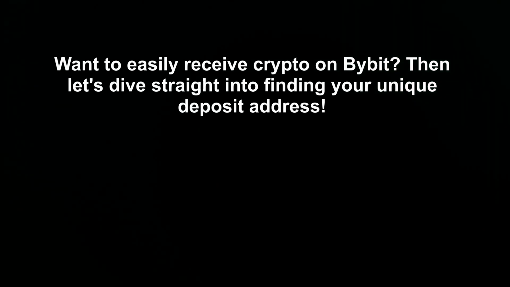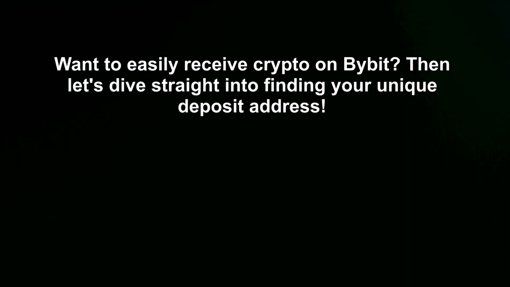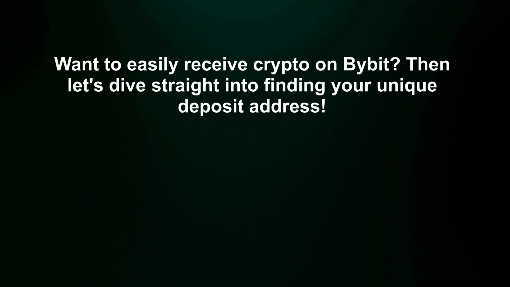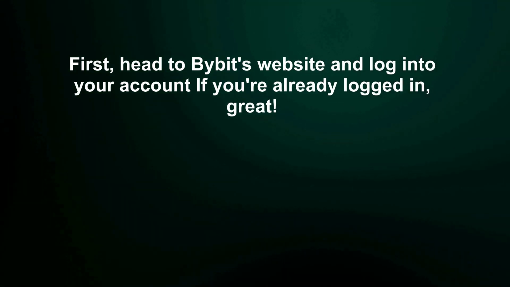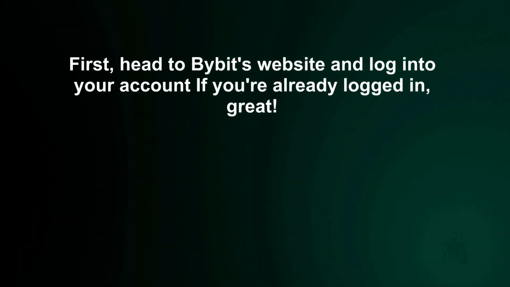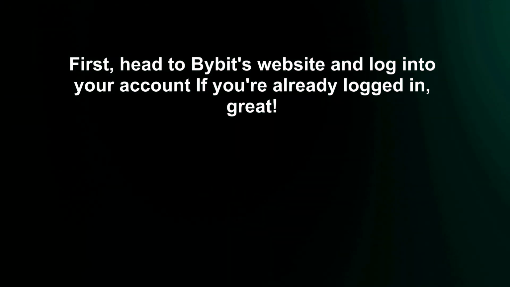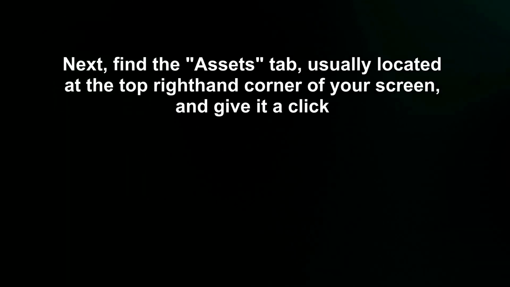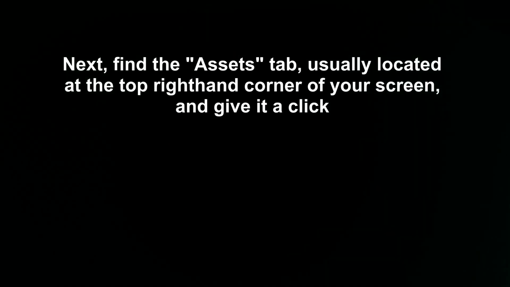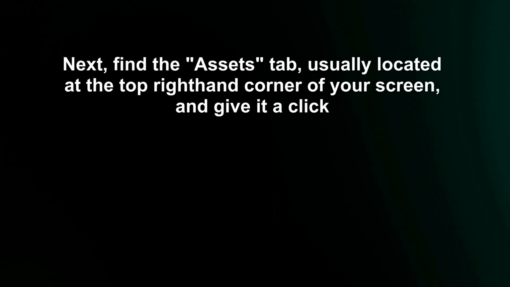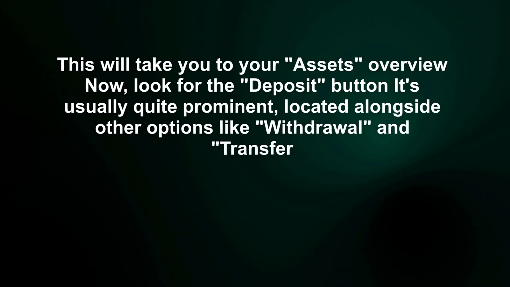Want to easily receive crypto on Bybit? Then let's dive straight into finding your unique deposit address. First, head to Bybit's website and log into your account. If you're already logged in, great. Next, find the Assets tab, usually located at the top right-hand corner of your screen, and give it a click. This will take you to your assets overview.